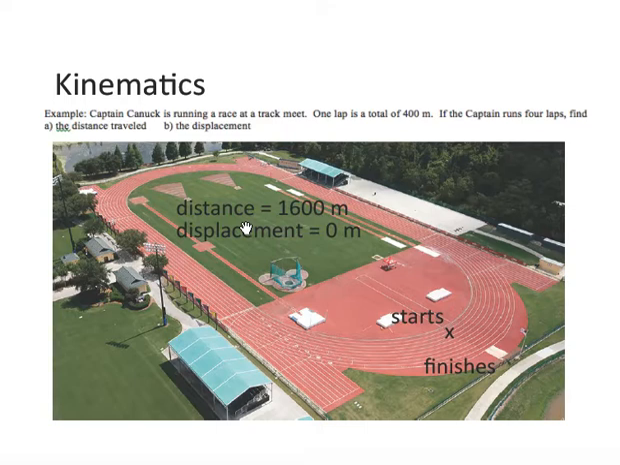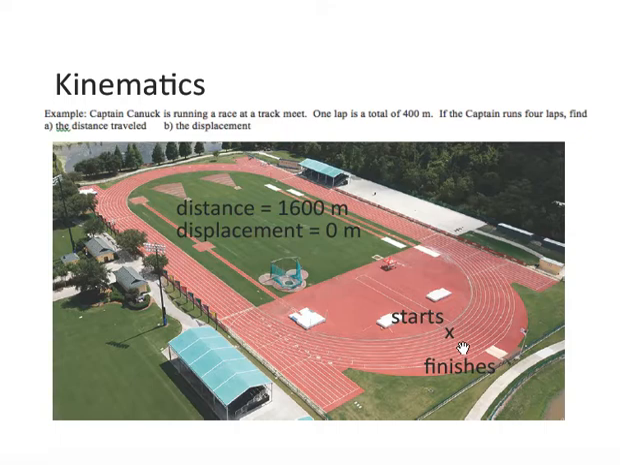Why is that? Well, remember, the definition of displacement is the change in position. Has the person's position changed? No, it hasn't at all. He started at this position, Captain Canuck, and he finishes at the exact same position. So if the position doesn't change, then your displacement is 0. For there to be displacement, the object's position must change.